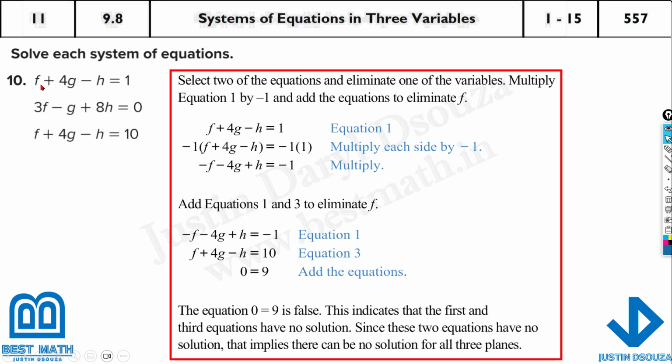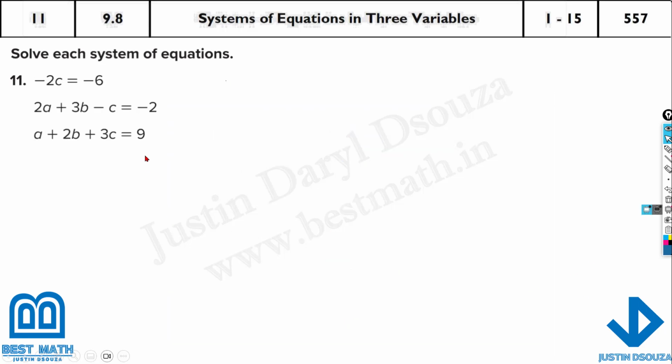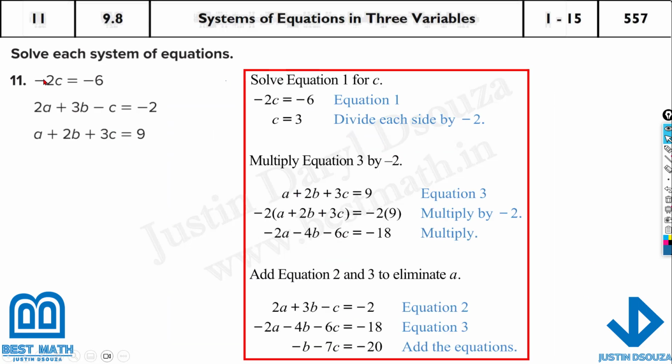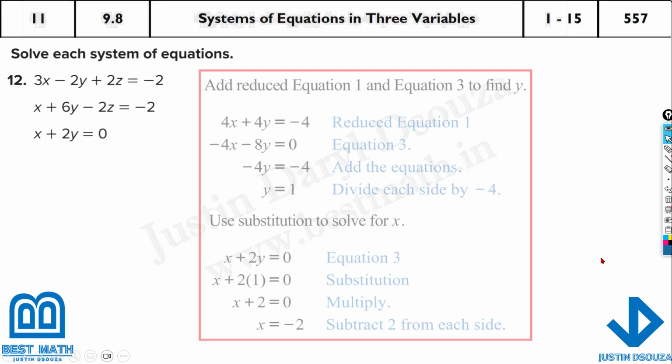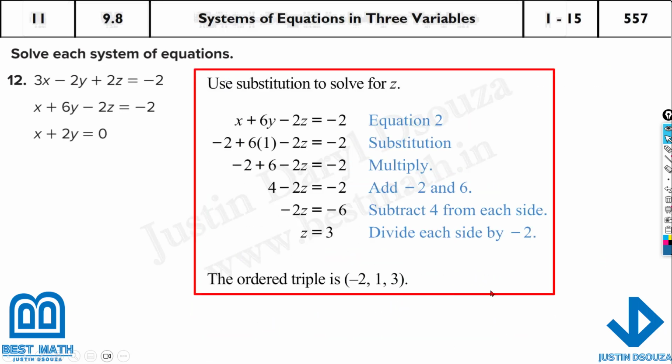Similarly, just make sure you have the variables aligned: f, g, h, first, second, third. And here it's no solution because it's a false equation. And here as well, you can see it will be 0, 0, minus 2. And all the other equations have all the variables. So that'll be the answer here as well. You can see this is the answer.